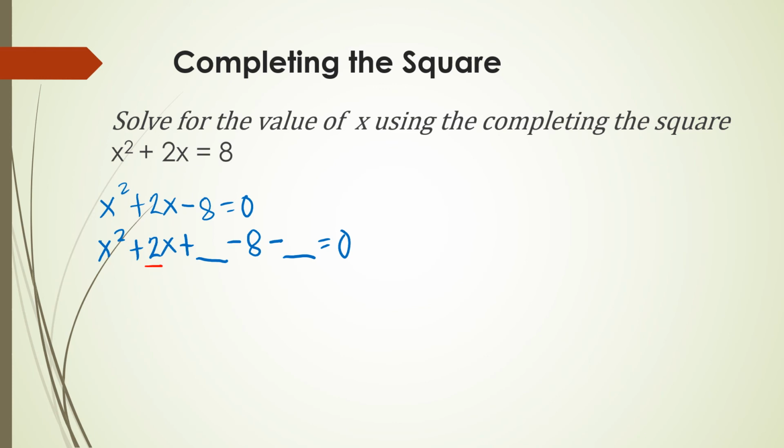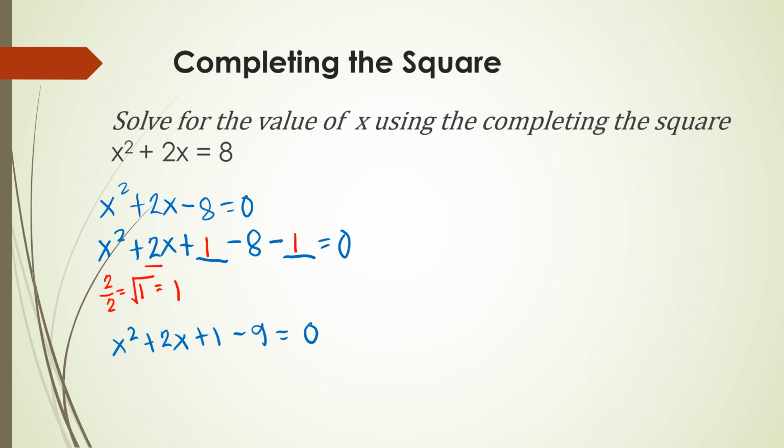So, get the half of 2, so you have 2 over 2. 2 over 2, that is 1. Get the square root of 1, that is 1. So, plus 1, and then minus 1. Okay? Next, you're going to combine the constant term. So, it will become x squared plus 2x plus 1 minus 9 is equal to 0.